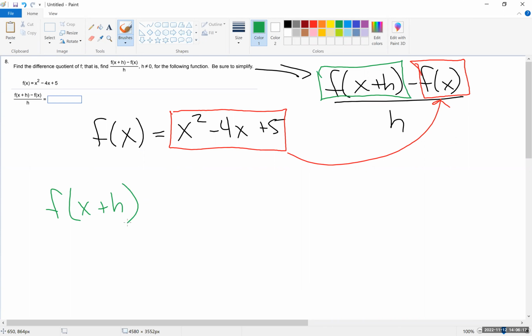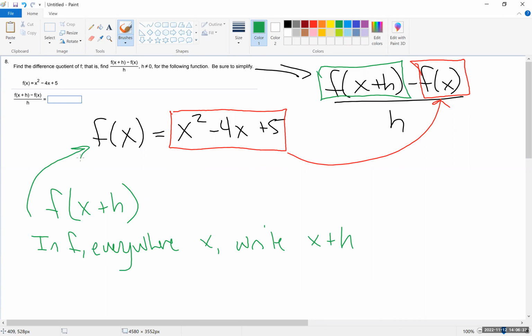In order to find that, we need to know what it means. This means in f, everywhere you see an x, you're going to write x plus h. So in f, that's our function f, everywhere we see an x, we don't write x. Instead, we write x plus h. We look in f and we see an x right here, and we write x plus h.